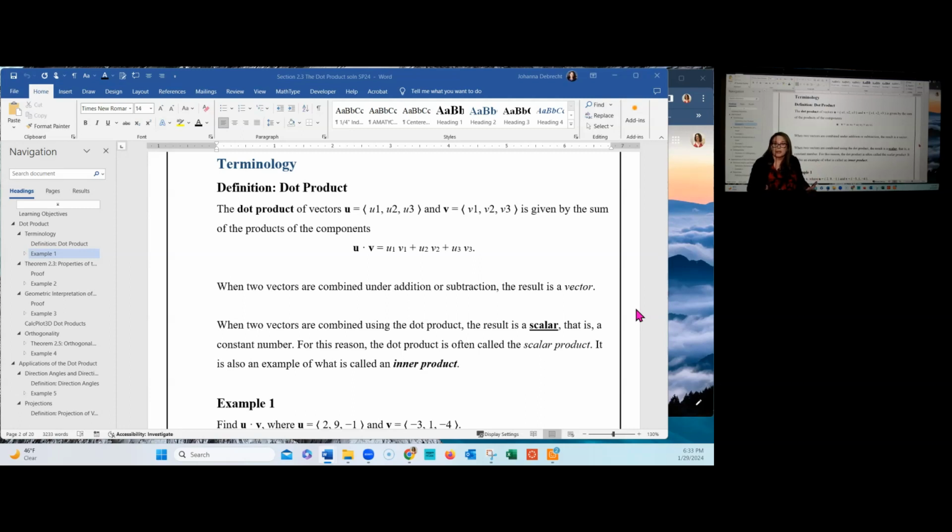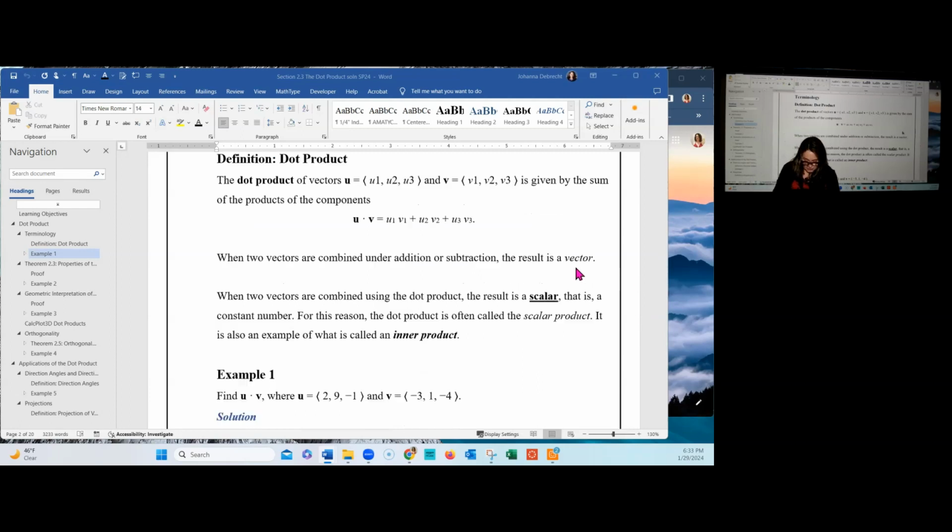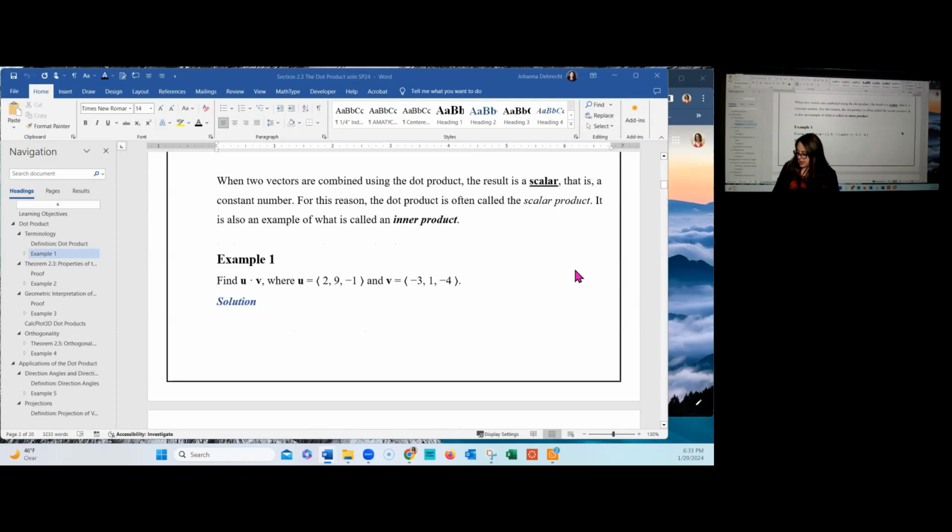It's a number. It doesn't have direction. It's just a number like 5. All right. Let's go ahead and start with our first example, which is example 1. We're trying to find u dot v. In this case, we have vector u is ⟨2, 9, -1⟩, and v is ⟨-3, 1, -4⟩.